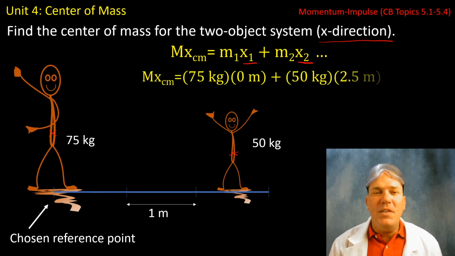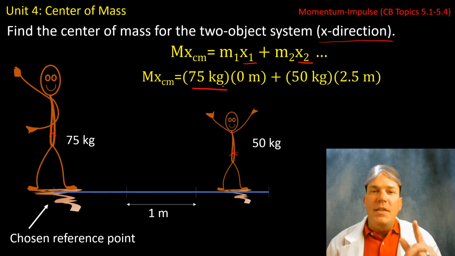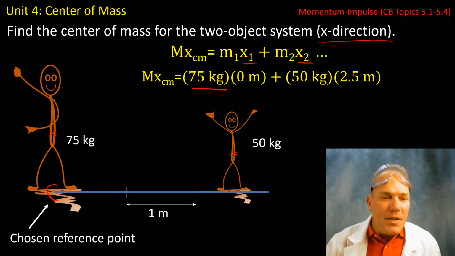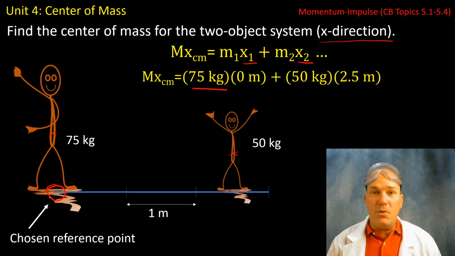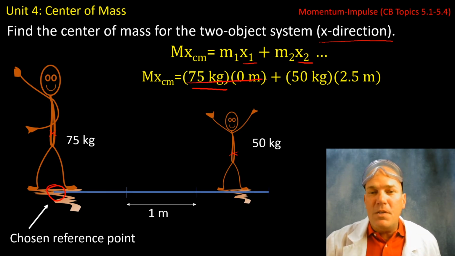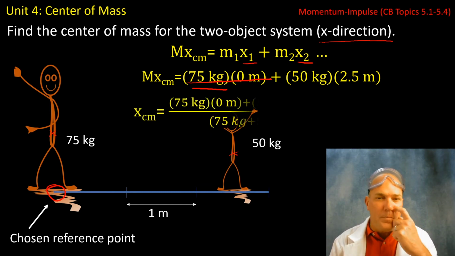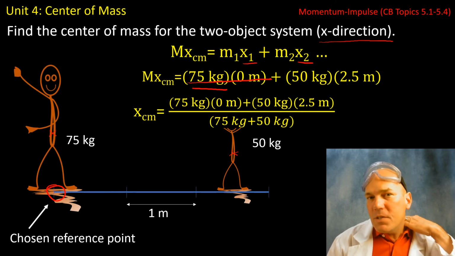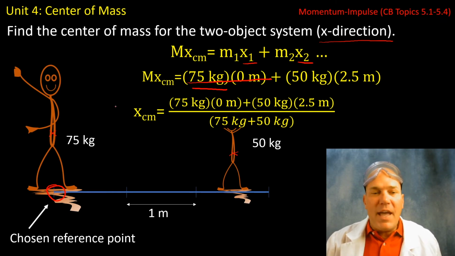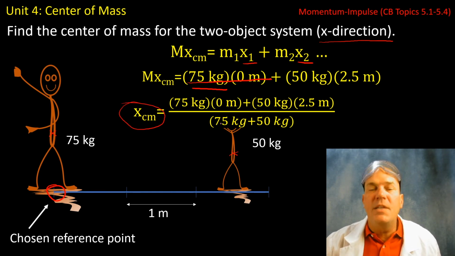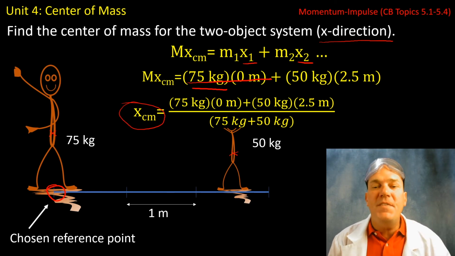When we do this calculation here, I have the mass of Stickman multiplied by the position. Well, I've chosen my position to be right here, so the distance to there is 0 meters, which means this whole part of the expression will turn to 0. So when we divide both sides of the equation by the mass of the system to isolate the position of the center of mass for the system, that's where the denominator 75 plus 50 kilograms comes from. That's the mass of the system.